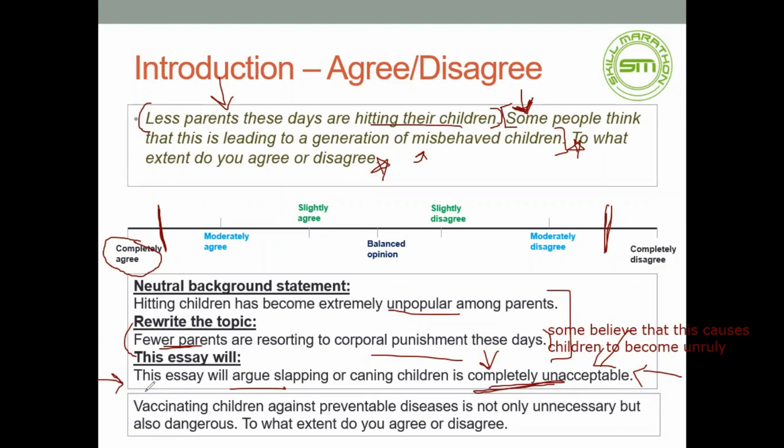The question for which I want you to write an introduction is this: vaccinating children against preventable diseases is not only unnecessary but also dangerous. Which means, you get these flu shots for kids, right, which is a preventable disease. So what is the opinion given here? That giving vaccination to children for some preventable diseases like flu, example I'm giving here, is not okay. It is actually dangerous. Do you agree with this opinion or not? That's what you have to write.